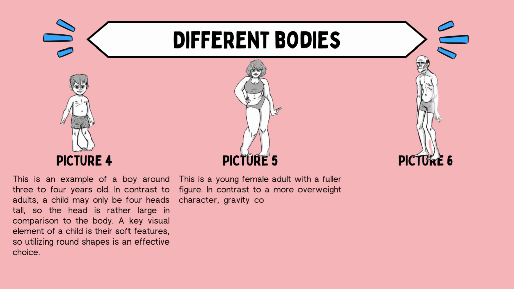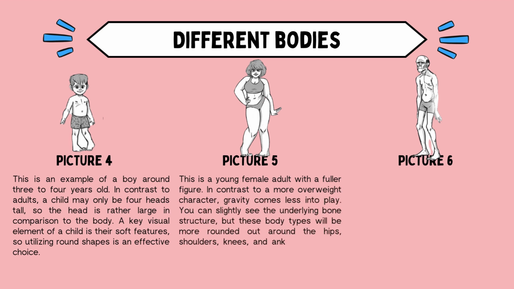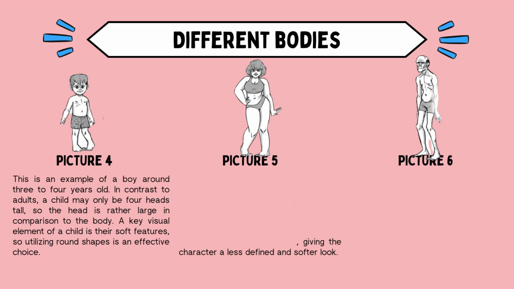This is a young female adult with a fuller figure. In contrast to a more overweight character, gravity comes less into play. You can slightly see the underlying bone structure, but these body types will be more rounded out around the hips, shoulders, knees and ankles, giving the character a less defined and softer look.